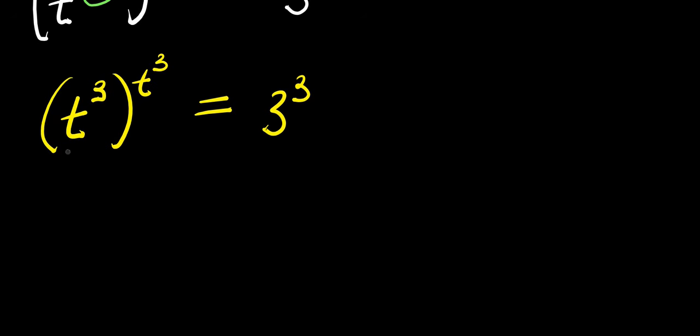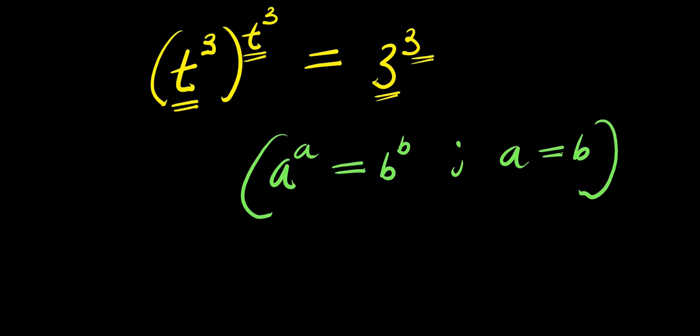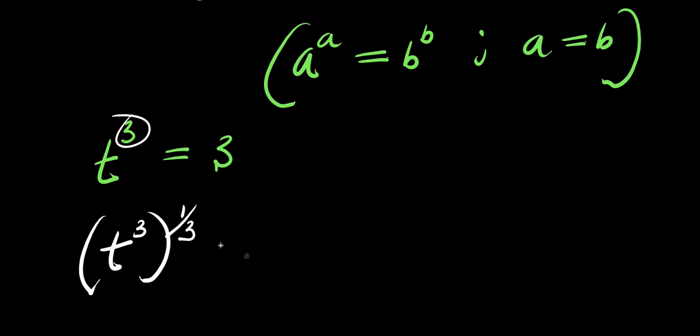Now, at this point, we have t power 3 here, we have t power 3 here, we have 3 here, we have 3 here. So, we can compare the exponents. Remember, if you have a power a and this equals b power b, you have a equals b. So, if you have t power 3 equals 3, we can solve for t. We can start by eliminating this 3. I have t power 3 and multiply this exponent by 1 over 3, and this equals 3 power, multiply this exponent by 1 over 3.